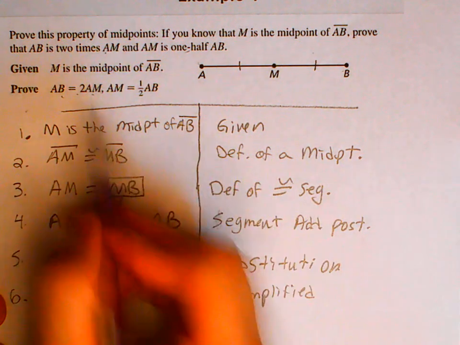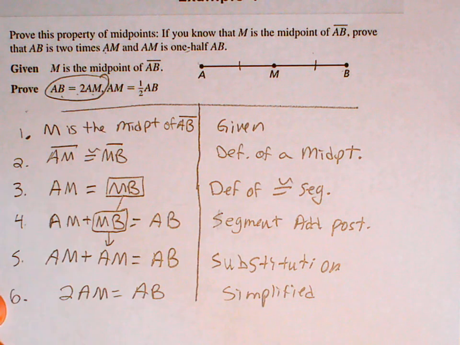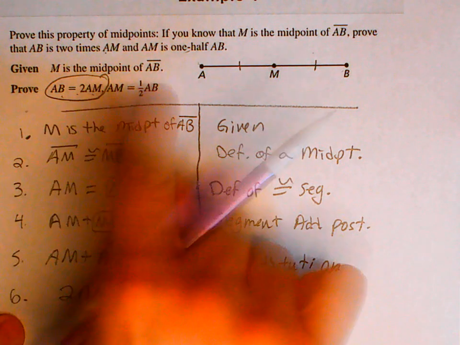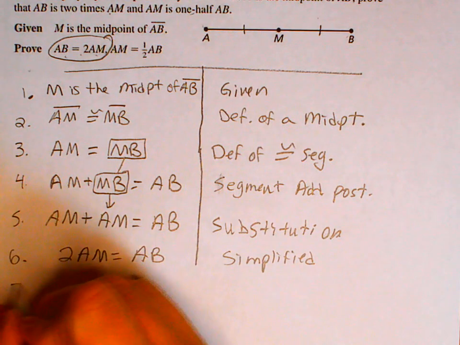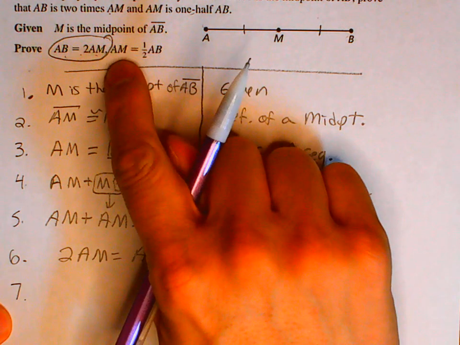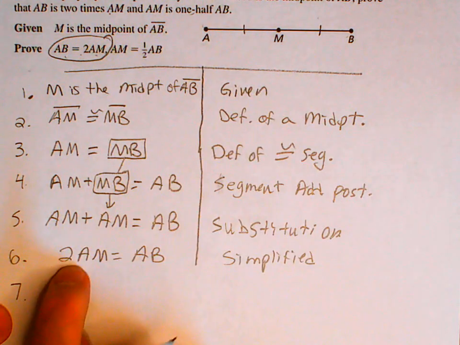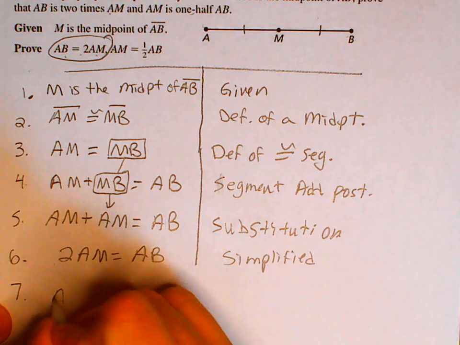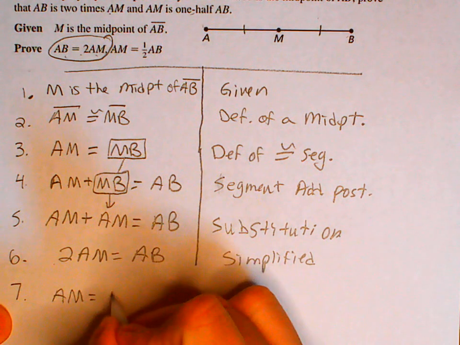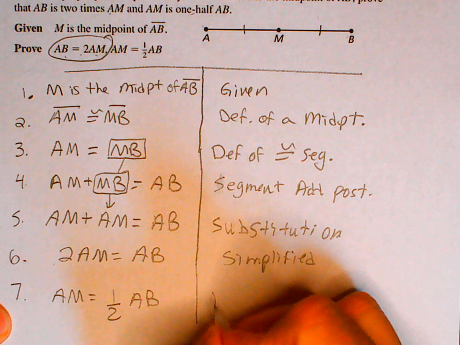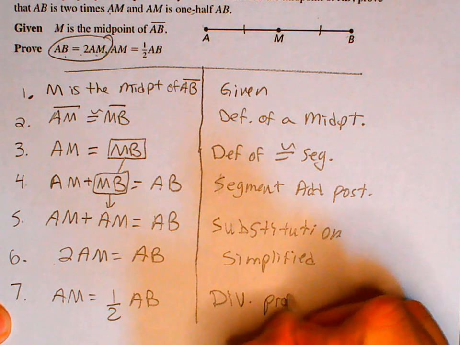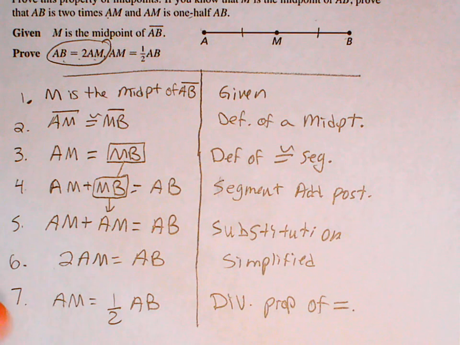Now look, I've already proven this piece right there. Now like I've been saying, this needs to be your last statement. If you have two things to prove, you can split them up. Now on the last statement, I'm trying to show that AM is half of AB. So I can literally just divide both sides by 2 and get AM equal to AB divided by 2, which is equivalent to half of AB. And what did I do? I did the division property of equality.